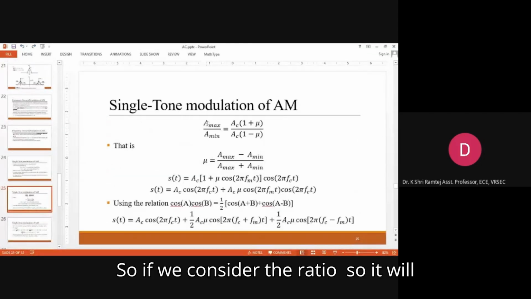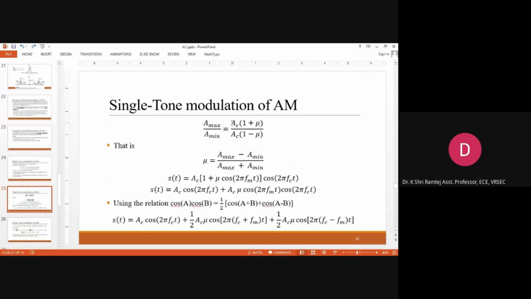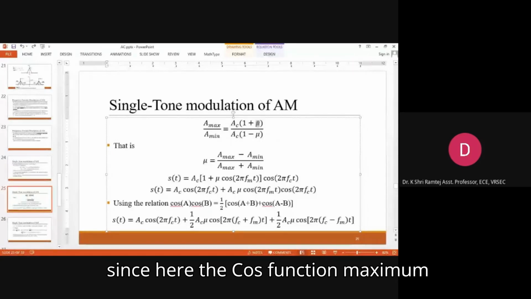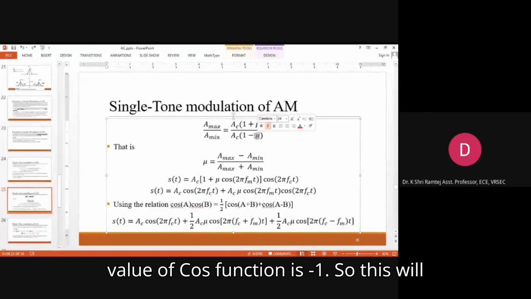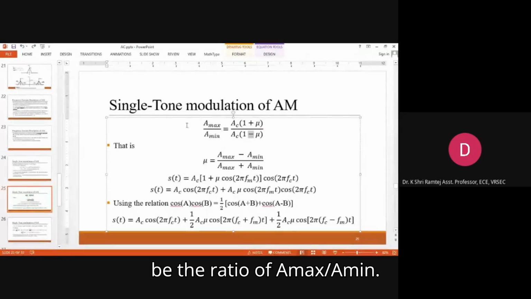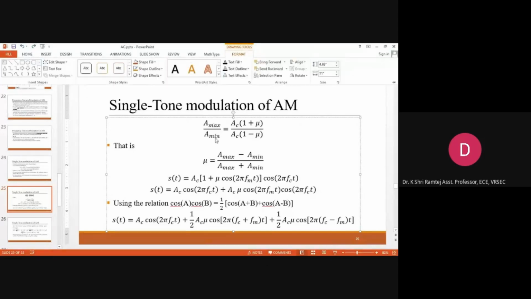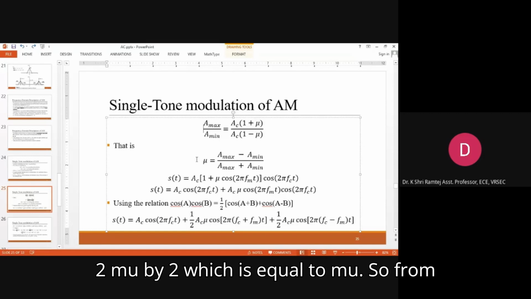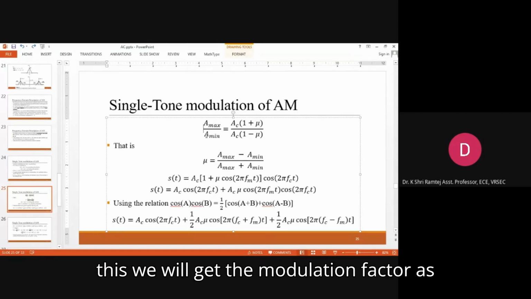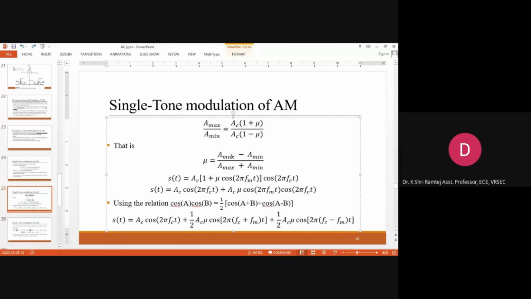So if we consider the ratio A max by A min, it will be AC into 1 plus mu by AC into 1 minus mu, since here the cos function maximum value is plus 1 and here the minimum value of cos function is minus 1. So this will be the ratio of A max by A min. Now if we simplify this by taking A max minus A min by A max plus A min, we will get 2 mu by 2, which is equal to mu. So from this we get the modulation factor as A max minus A min by A max plus A min.